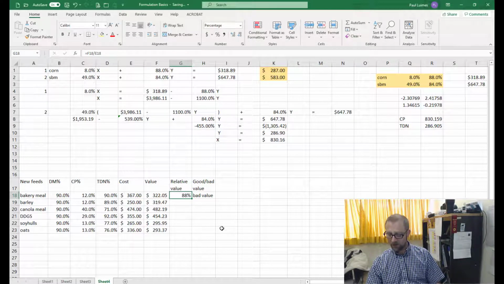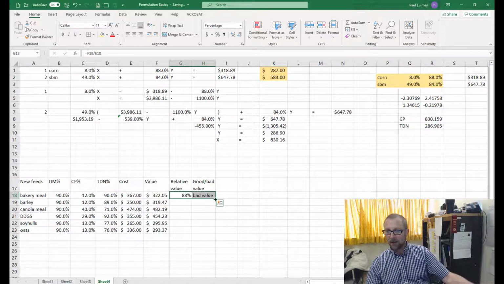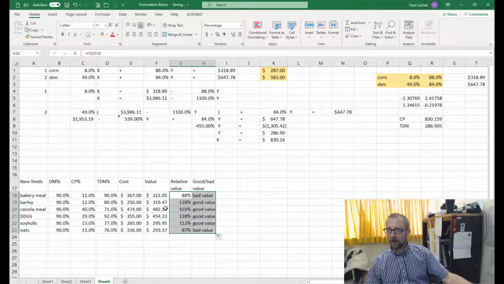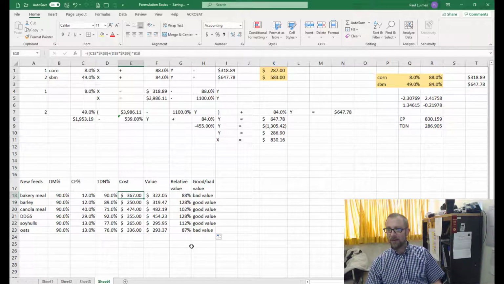Okay, so now I can copy this down, either by hitting Control C and pasting down, or I can just click on this little box and drag that down, and you can see it right there. So looking at this, the bakery meal, not a good value right now. Not worth buying bakery meal at that price. It's got to get down to this price before it's worth it for you to buy it. Okay, at this price, actually barley, if you can buy barley for $250 a ton, that is a good value.